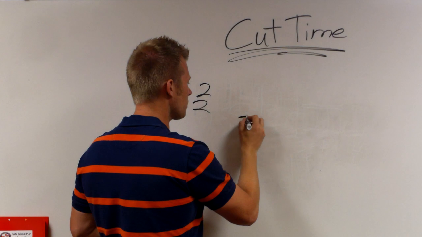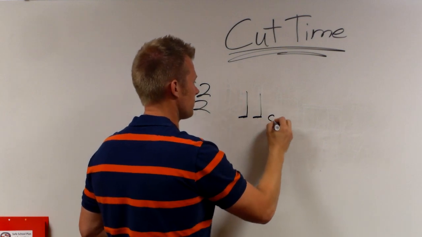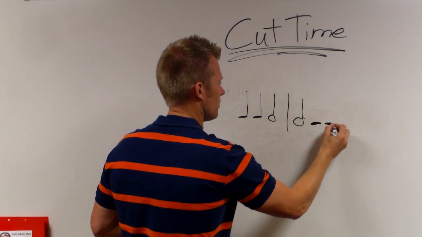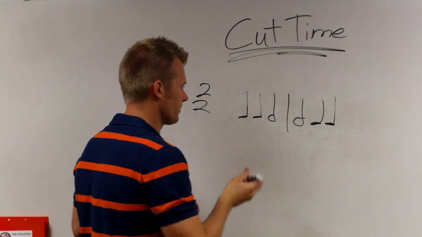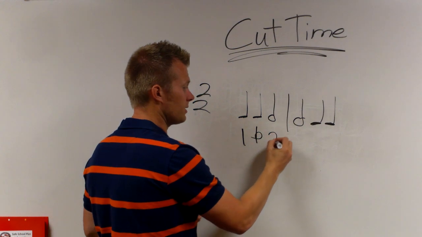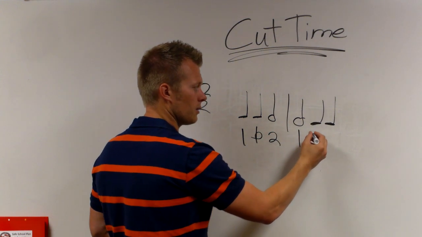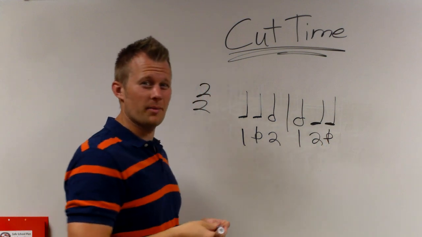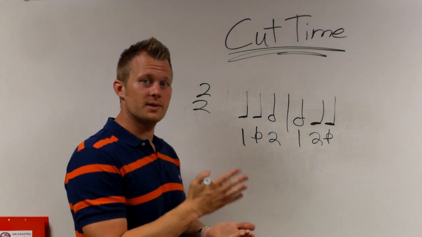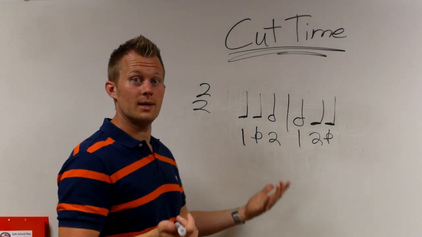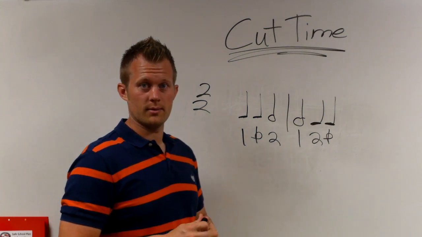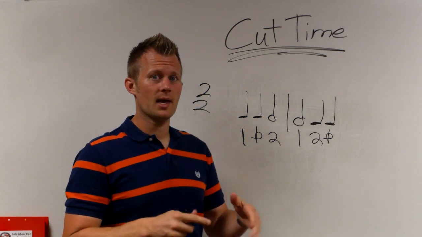Quarter notes in cut time act like eighth notes. So these quarter notes will be kind of like eighth notes. It's going to be 1 and 2, and then 1, 2 and. Your brain's probably spinning right now thinking, what in the world is going on? So you just have to remember, if the half note gets the beat, then there are 2 quarter notes in each beat. So you're going to think 1 and 2, 1, 2 and. Okay? So hopefully that makes sense for the basic counting fundamentals of cut time.